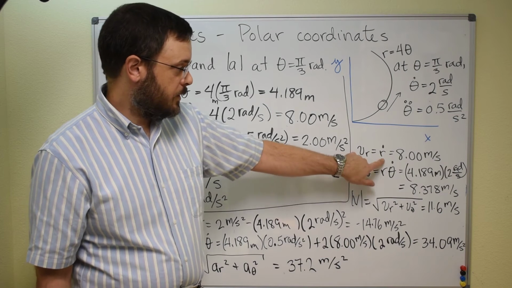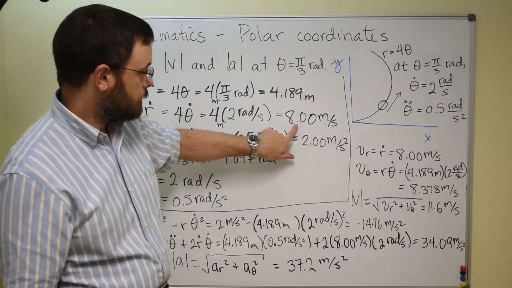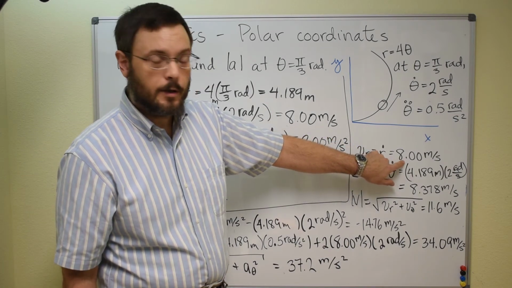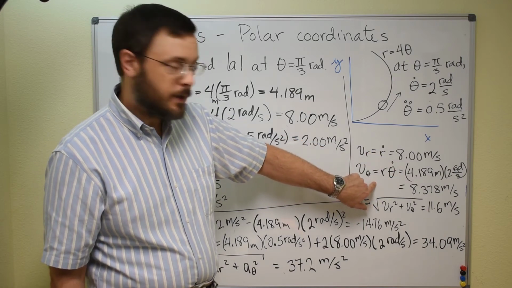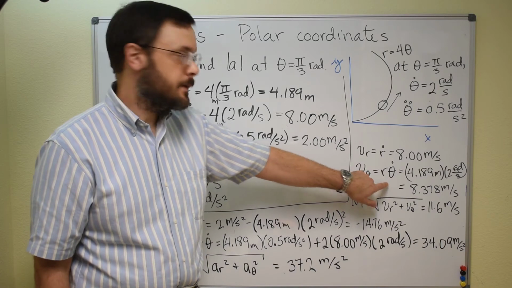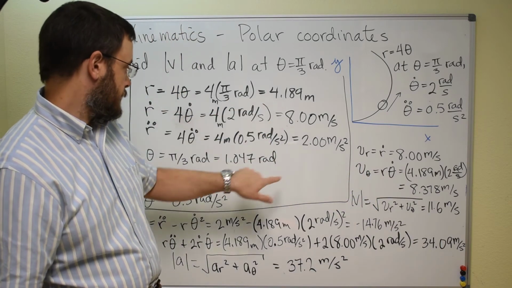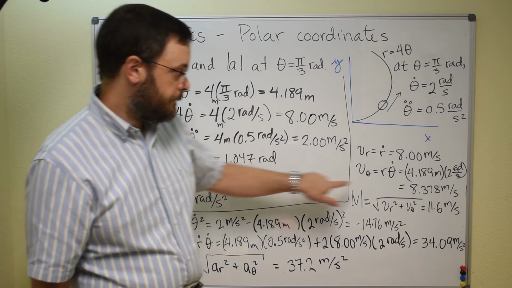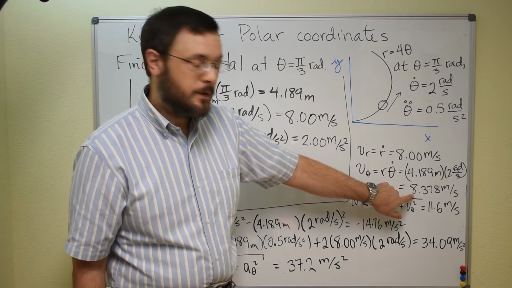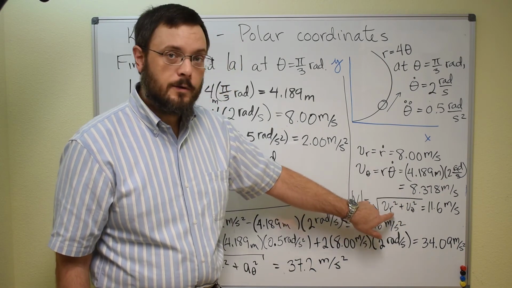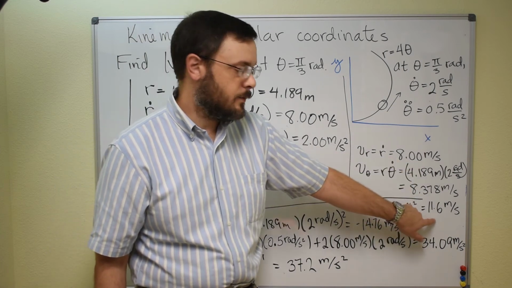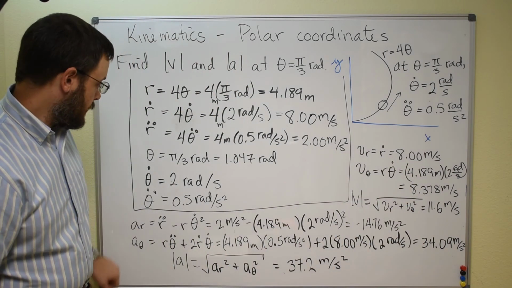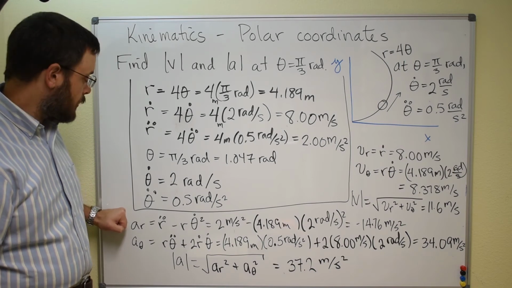But you have v r as just r dot. So just plug that in, you get 8 meters per second. v theta, the theta direction velocity, is r times theta dot, and you get that value for v theta. And then for the magnitude of the velocity, it's just these two components squared, added together, and then take a square root.